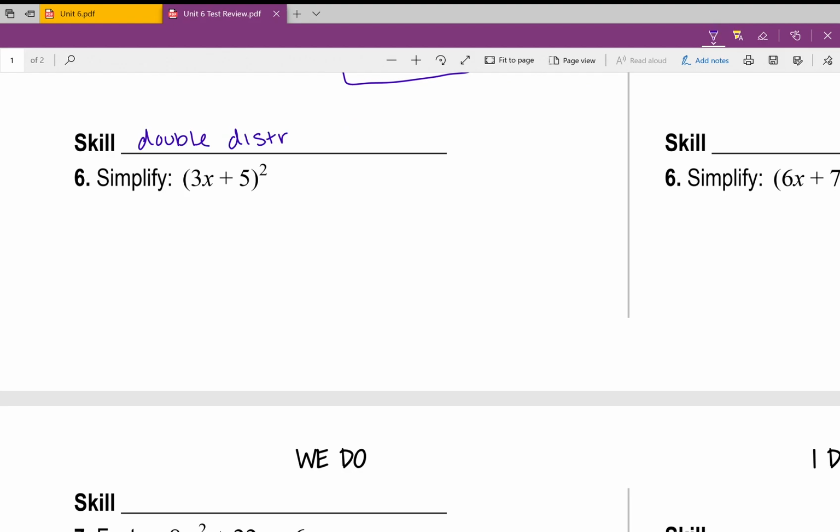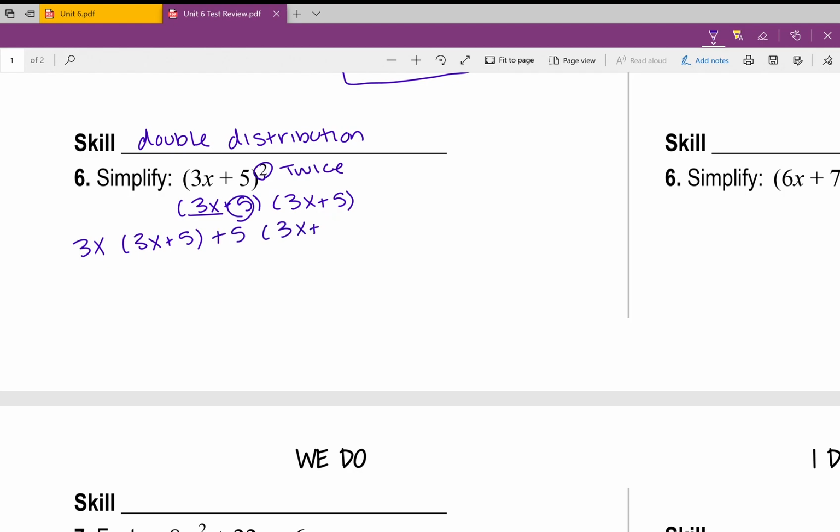And how I know it's a double distribution problem is, remember that 2 tells us to write it twice. So for example, this is 3x plus 5 times 3x plus 5. So we write the first term, 3x, then the second parentheses, 3x plus 5, then the second term, plus 5, and then 3x plus 5. So then I distribute the 3x, and I distribute the 5.